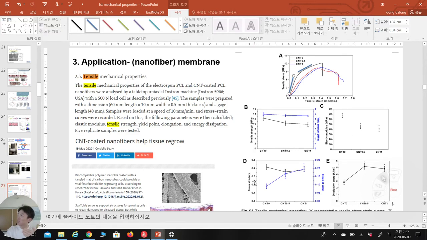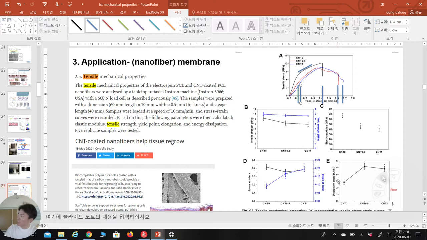And then strain at failure means how much they're stretched. Okay? So this value is the strain at failure of CNT, and this value is their strain at failure. So strain at failure and strain at yield can be measured using these points. Strain at failure is how much along the x-axis, and strain at yield is around here, where they start to deform.